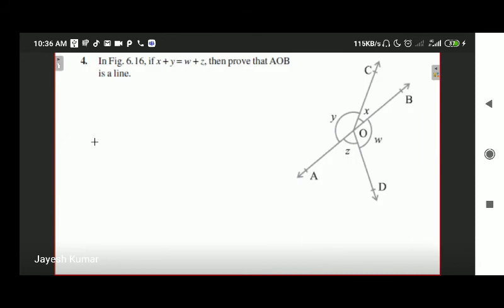Next, let's see question number 4. Question number 4 is, in the given figure, this is the given figure, we have x plus y equals w plus z. So let us write down, given to us is x plus y equals w plus z. We have to prove that AOB is a straight line.